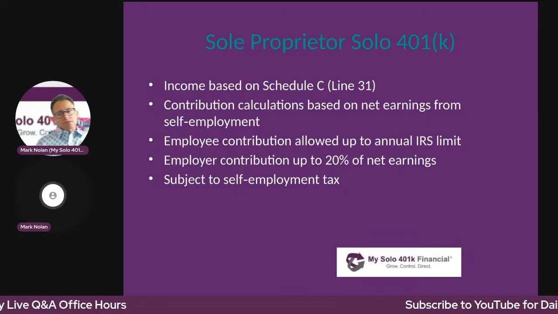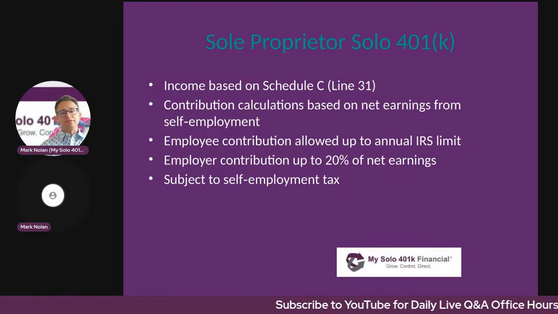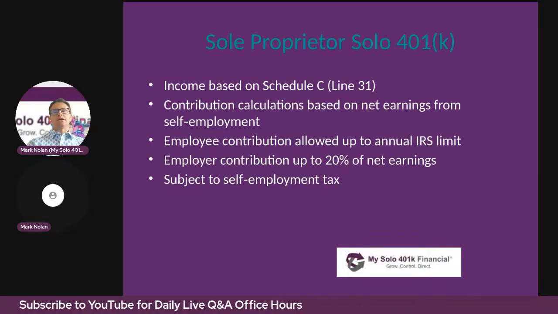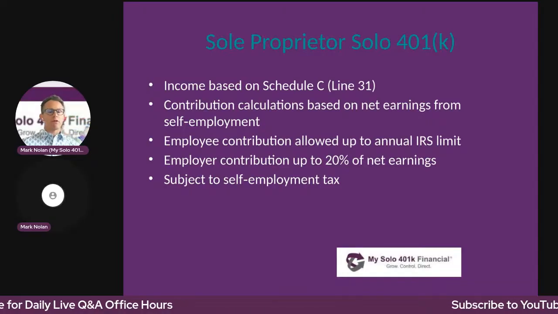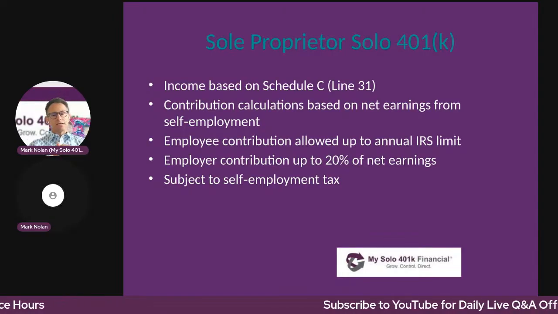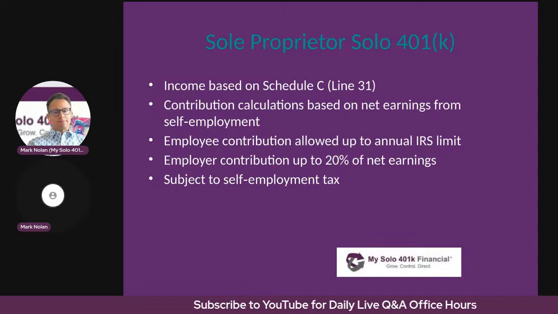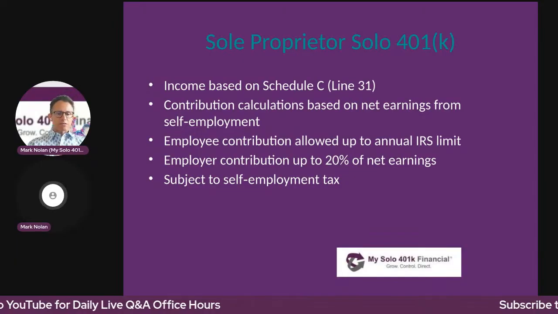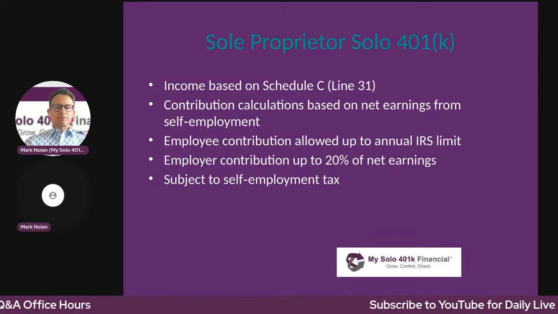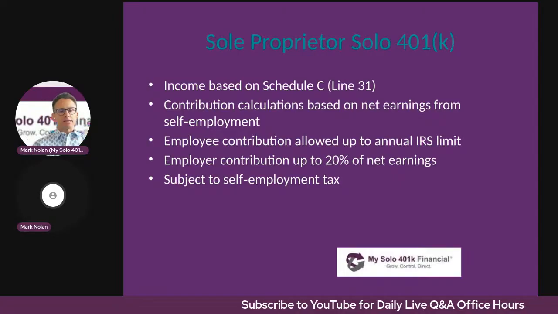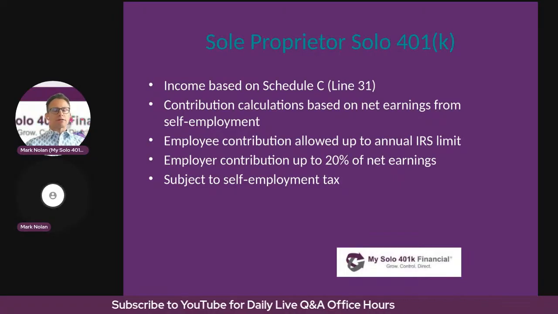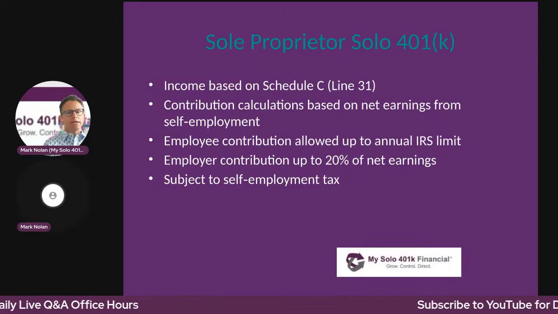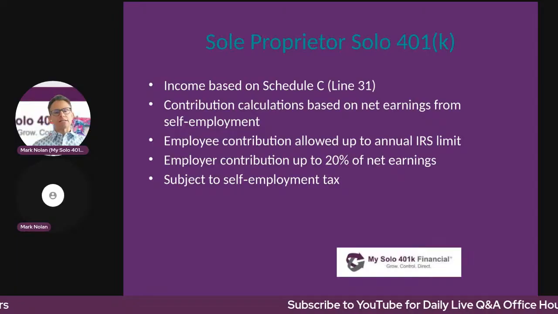For sole proprietors, contributions are based on net earnings from self-employment. The general calculation is going to be, first determine your Schedule C, specifically line 31 figure. Once you know that figure, you then subtract 1/2 of self-employment income tax from line 31. Our online solo 401k contribution calculator will calculate the contribution for you once you type in line 31 of that Schedule C.